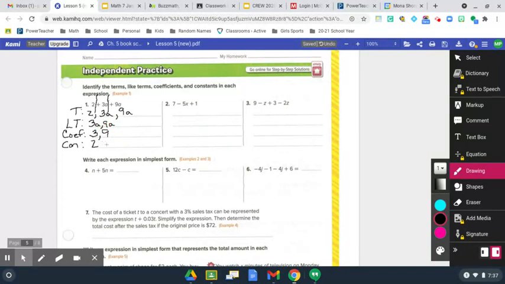In a minute, when we're done, you're going to do number 2 and number 3. Set it up the same way that I just did in number 1. Then let's look down here at 4 through 6. This says write each expression in simplest form. So this is where you're combining like terms. I'm going to do the toughest one here with you, number 6.